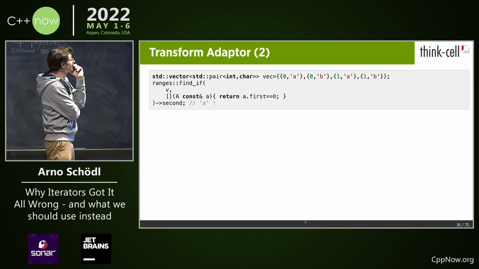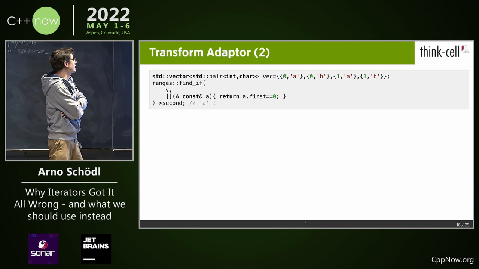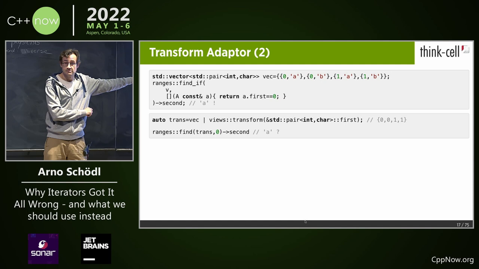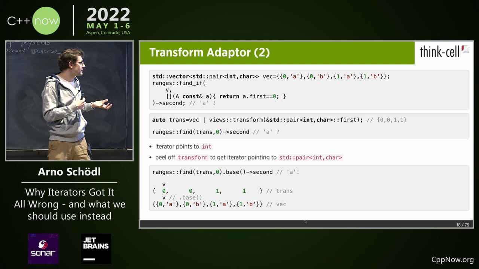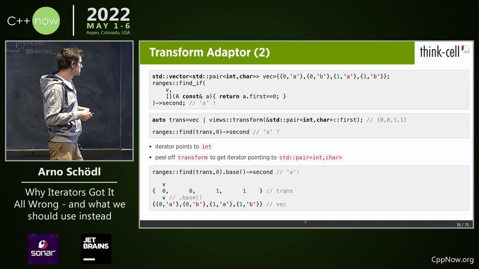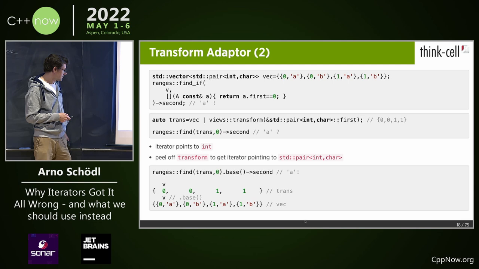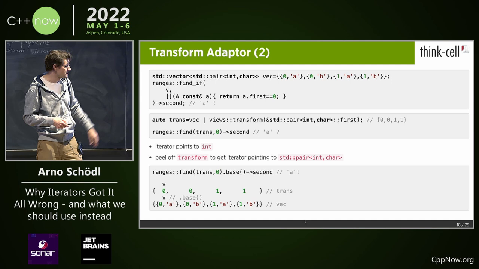Now, let's say we want to get to the corresponding character. If you write it the old-fashioned way, you can just say arrow second, and you get the character associated with it. Let's try that with a transform. Does this work? No. Of course it doesn't work, because the iterator is pointing to ints. You have to peel off this transform to get back the iterator that is pointing to pairs. So that's what we're doing here. We had the iterator pointing at our transform, 0011. Then we call .base on the iterator to get an iterator on the corresponding element in the original vector. And on that corresponding vector iterator, after we call base, we can call second, and everything is good.